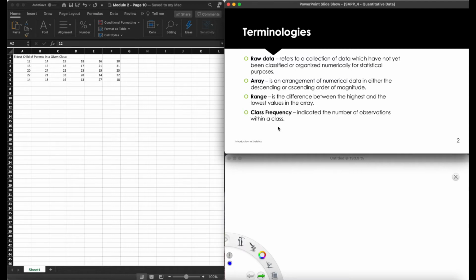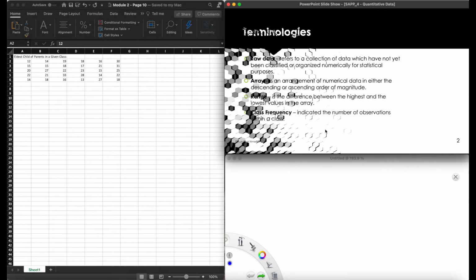Next is the class frequency. The class frequency indicates the number of observations within a class. So what is a class? A class, or a class interval, or simply an interval. The frequency is how many observations or data are within that class interval. So what is this class interval? We will talk about it here.